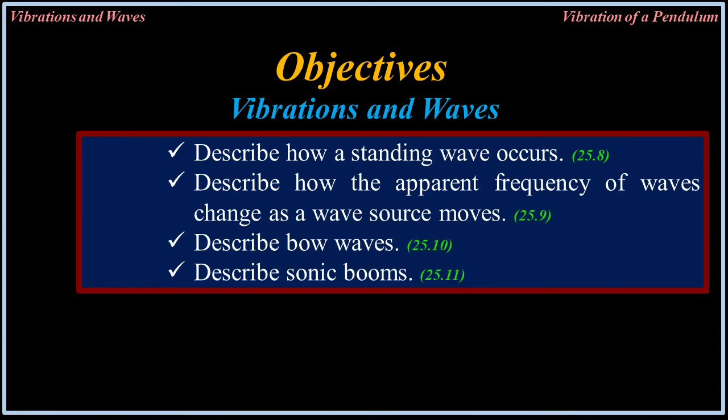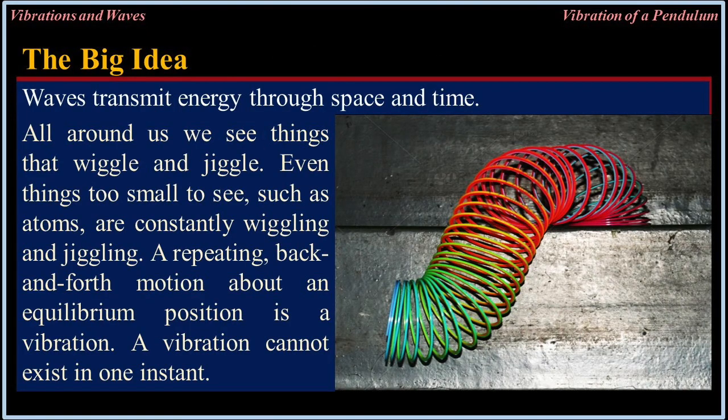Describe bow waves. Describe sonic booms. The big idea: waves transmit energy through space and time. All around us we see things that wiggle and jiggle. Even things too small to see, such as atoms, are constantly wiggling and jiggling.